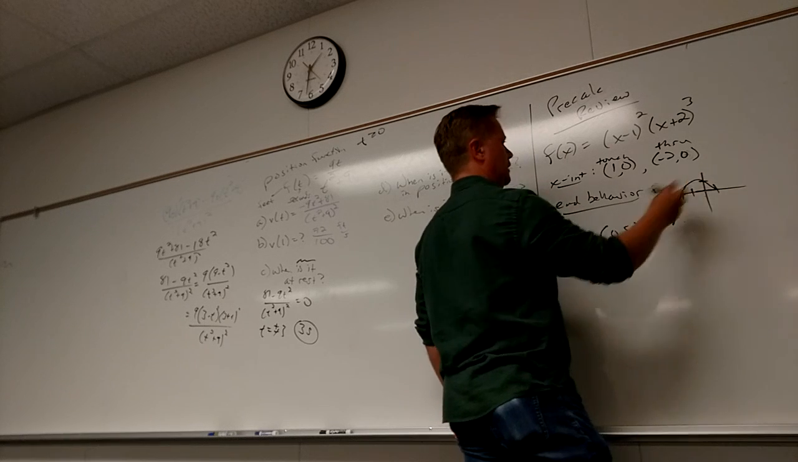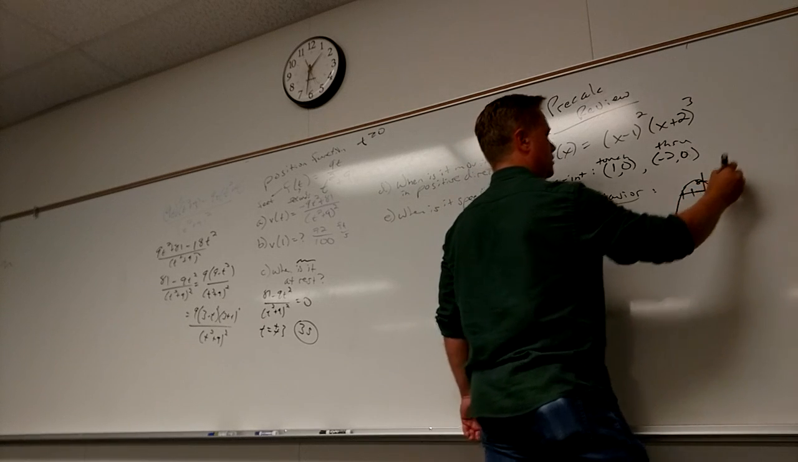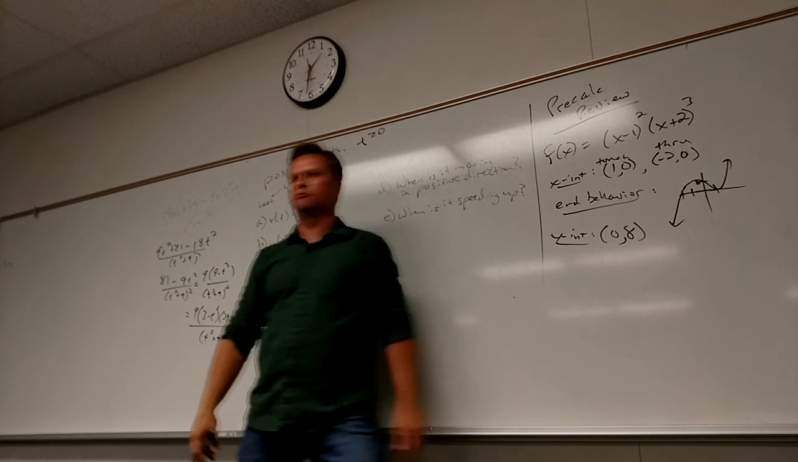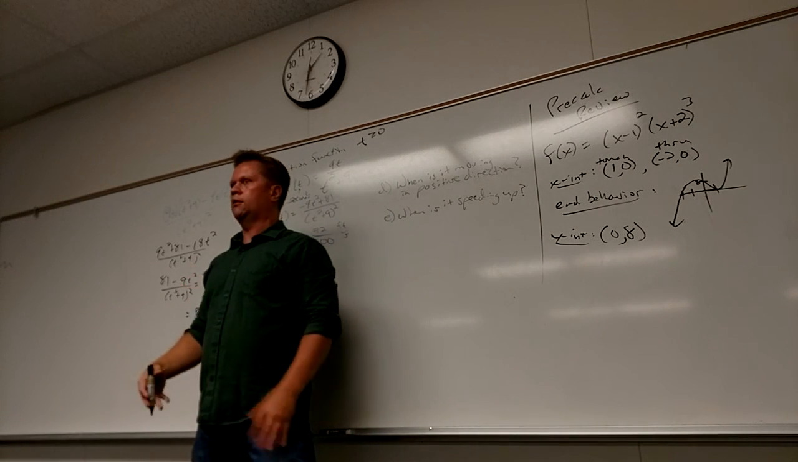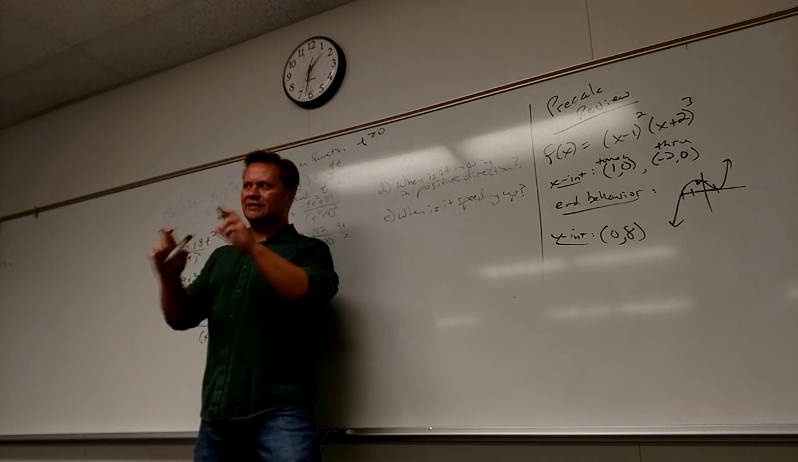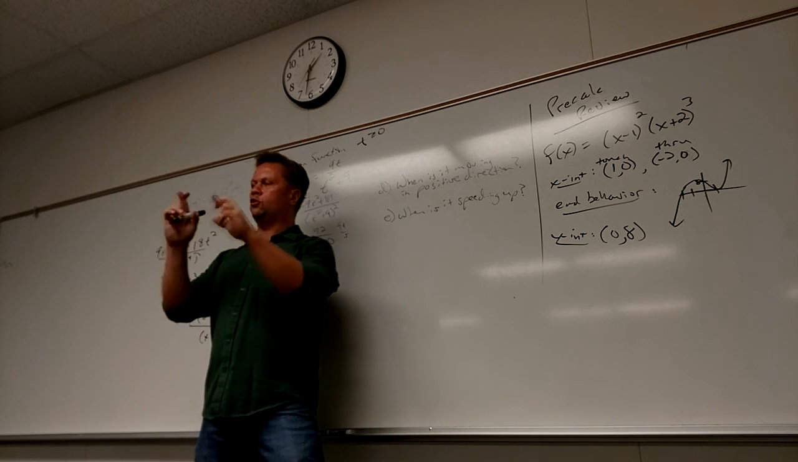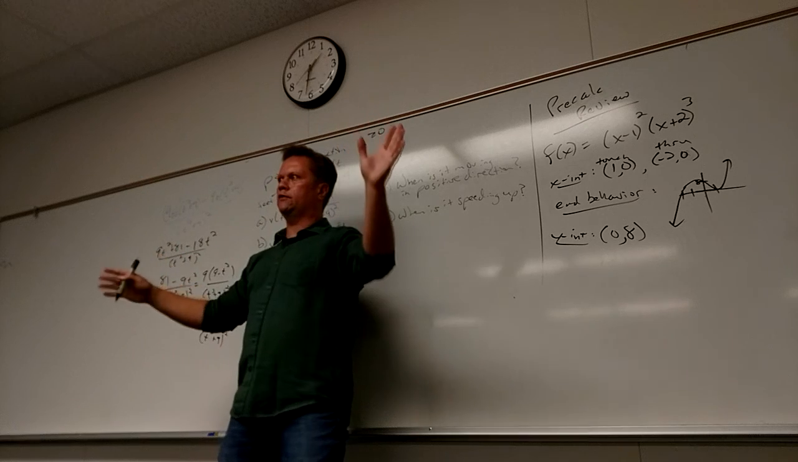The y-intercept is 8. Right? It's going to touch it there. Bam. There's a decent, quick sketch. With very little details, but still the important things are there. So multiplicity is a remarkably useful, quick tool, so I don't have to do a bunch of other work.